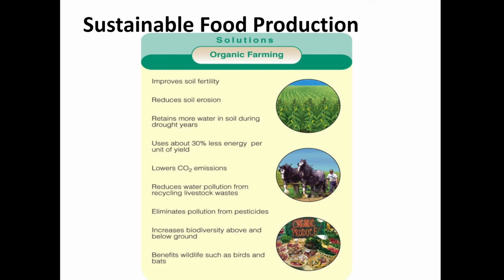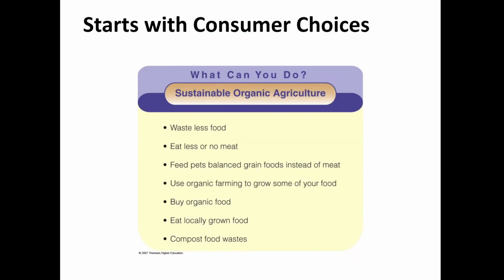We can also shift customer choices so that we choose products that are coming from more sustainable places. We can personally choose to waste less food. We can eat less meat. We can buy organic foods or eat local foods or compost our food waste. So there's a lot of choices that we can make to be able to achieve these goals overall.